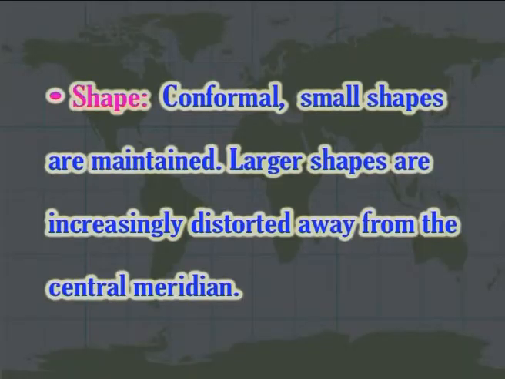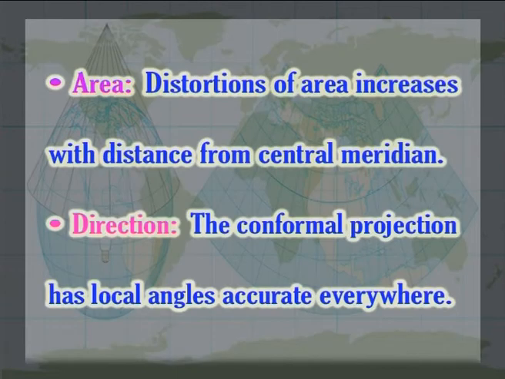The properties of the conformal projections are the shape. Shape is conformal, small shapes are maintained, larger shapes are increasingly distorted away from the central meridian. The area: distortions of area increase with distance from the central meridian. Direction: the conformal projection has local angles accurate everywhere. Distance: accurate scale along the central meridian.